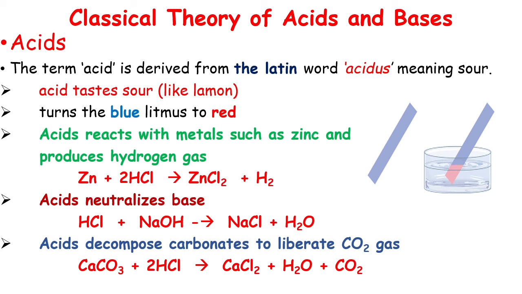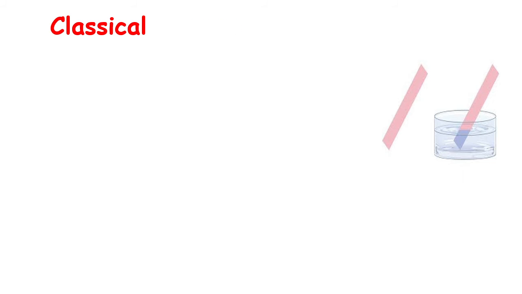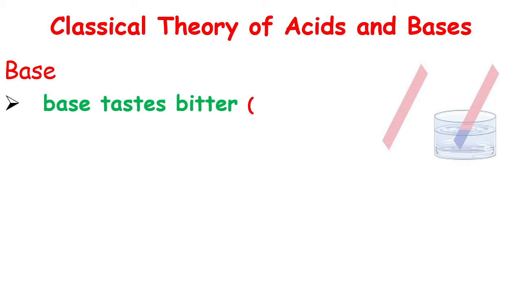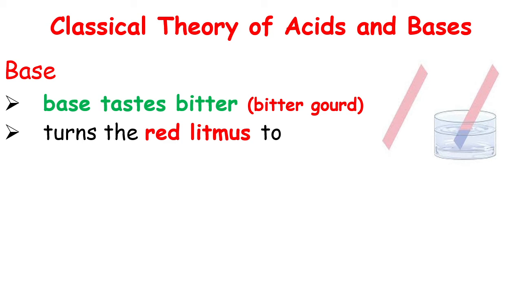Now let us understand about base. The base has a bitter taste, like bitter gourd. It turns the red litmus paper to blue. We are taking sodium hydroxide, a base, in a small beaker. When we dip the red litmus paper, the color of the red litmus paper changes to blue.